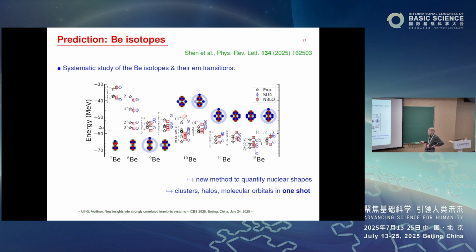In particular, the ground state in beryllium-11, this 1/2+ state, was a long-standing problem for nuclear structure theory, which in our approach comes out very naturally. And so we have a new method to quantify these nuclear shapes, which these are just pictorials. In this paper you find details on that. But in this calculation, we get clusters, halos, and molecular orbitals in one shot.